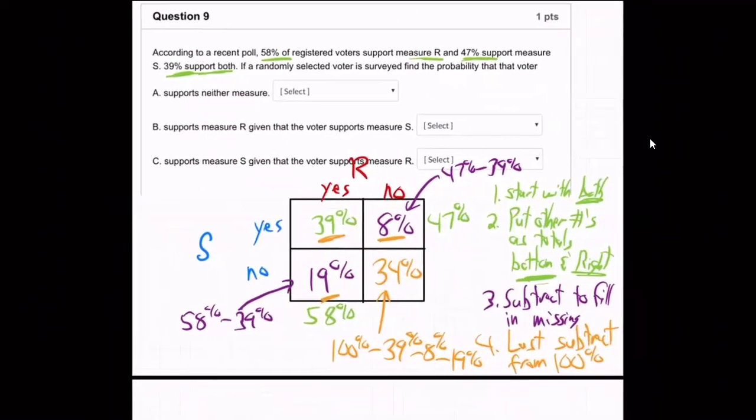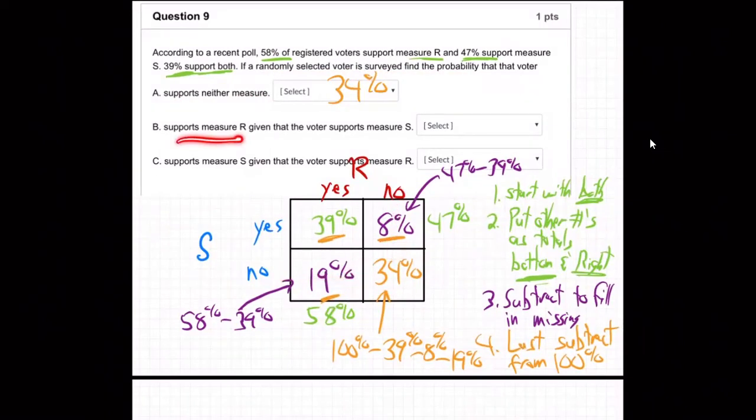Now we're ready for the questions. All three questions. So what's the probability? You have a randomly selected voter surveyed, find the probability supports neither. Neither measure, that would be no and no, 34%, huh? That's the no and the no. They don't like either measure.